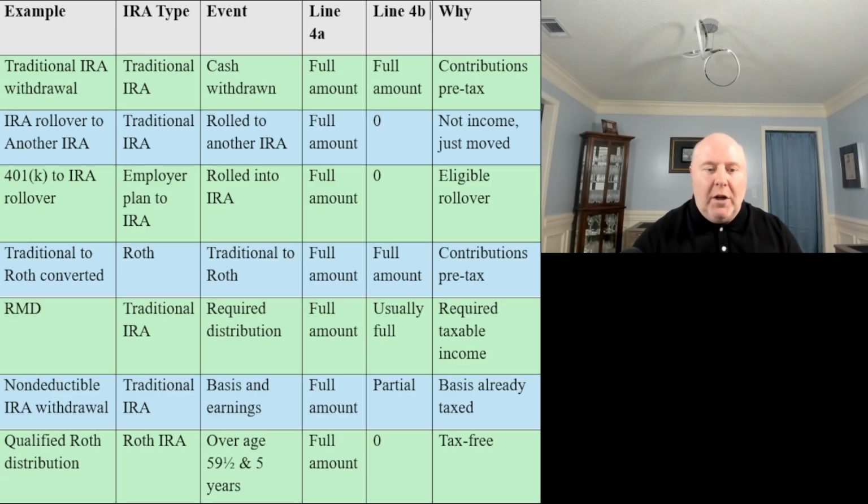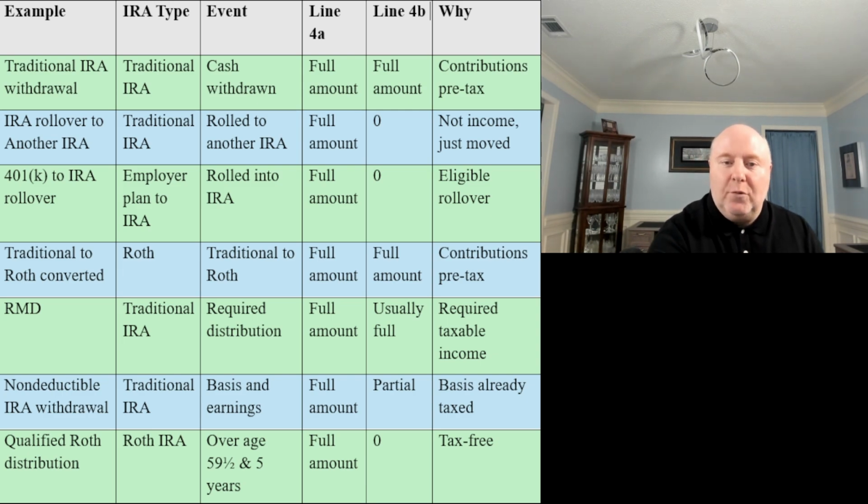And then the final one is a qualified Roth distribution. That's not taxable, but we still list it all on 4A, but for tax purposes on 4B, it's 0, tax-free, right? Okay, well, we're just about done here. We'll start to wrap this up. I just want to talk about a couple of common mistakes that are made, and then we'll conclude this video.